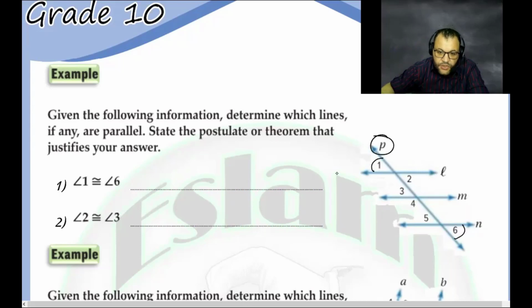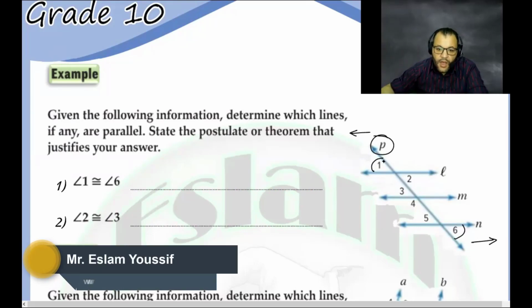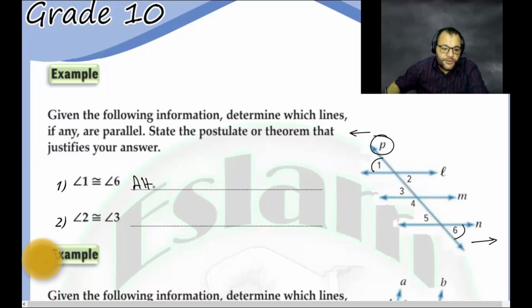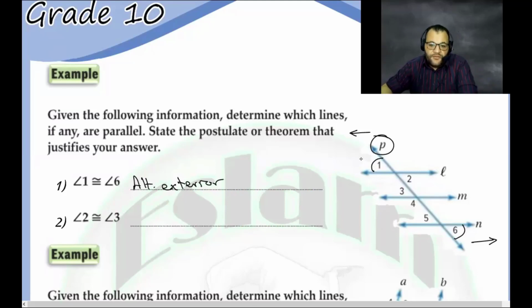That is the transversal that we have. One lies at the left and the other one lies at the right. So they lie on different sides of the transversal. The first one is exterior and the second one is also exterior. So we have alternate exterior angles. So which two lines are parallel from the given information?